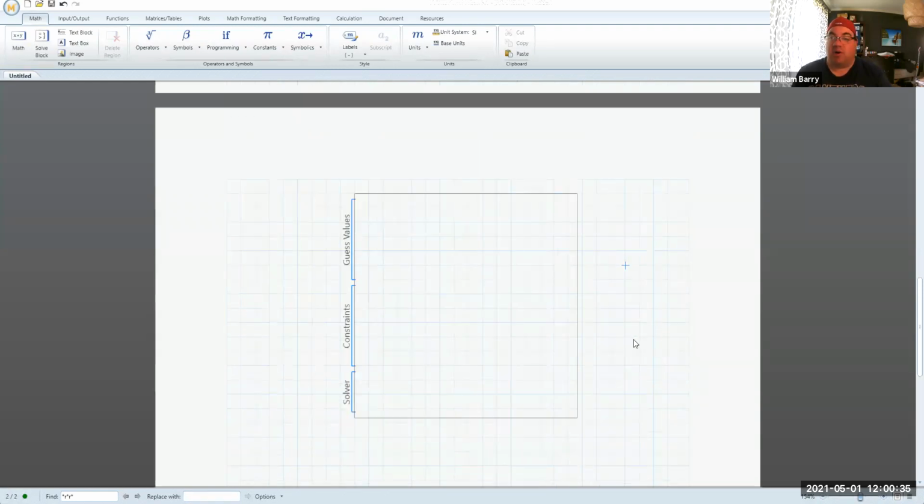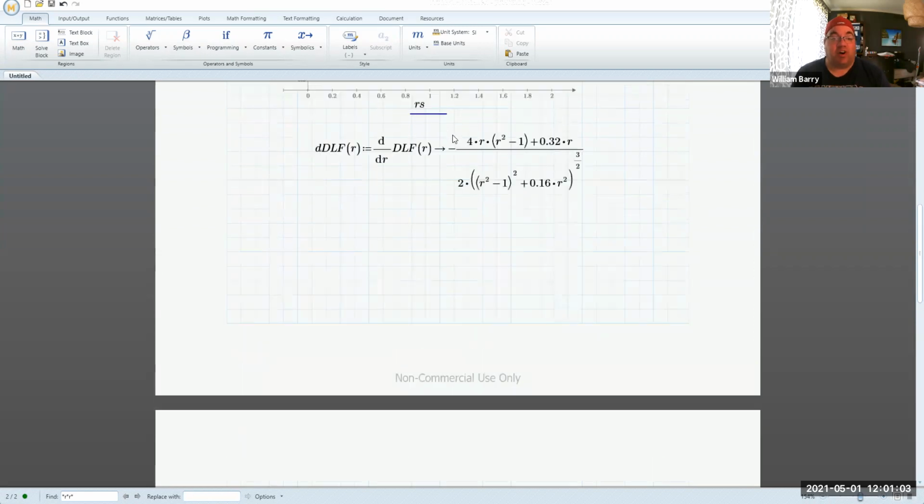And there's 3 parts to every solve block. There's the constraints. Now, if we're solving a single equation, the constraints are just that equation that we're trying to solve. We can also use solve blocks to solve more than one equation. If that's the case, we just define multiple equations, and then we can use the solve block to get a solution to several simultaneous equations. But here, the equation we want to solve is this expression, the derivative of the DLF.